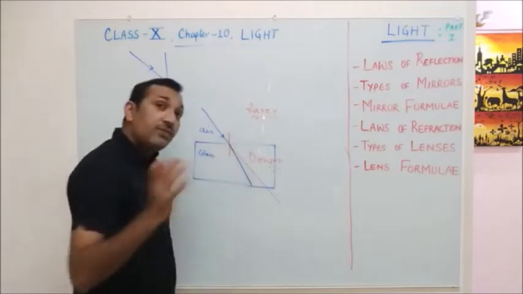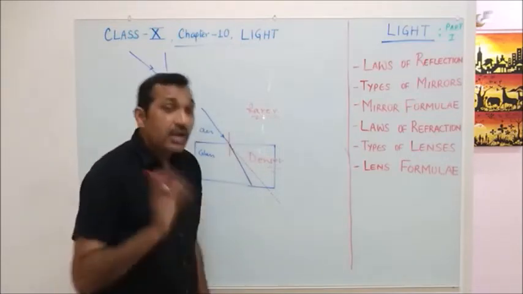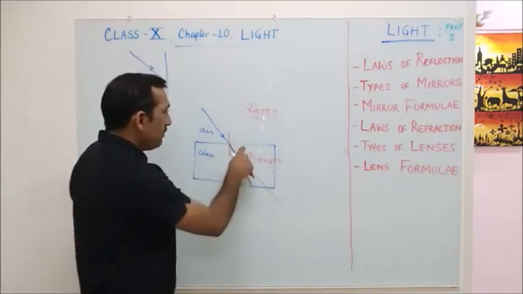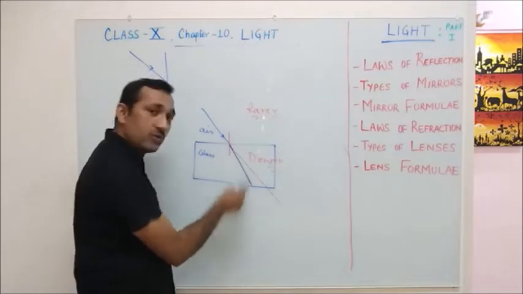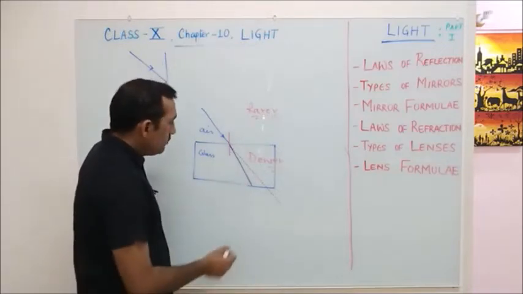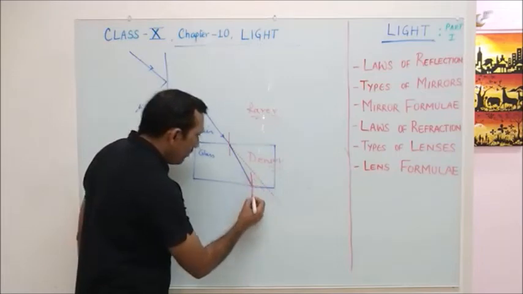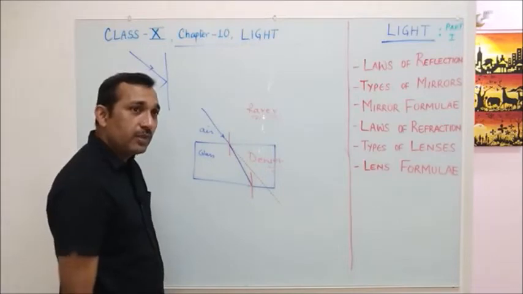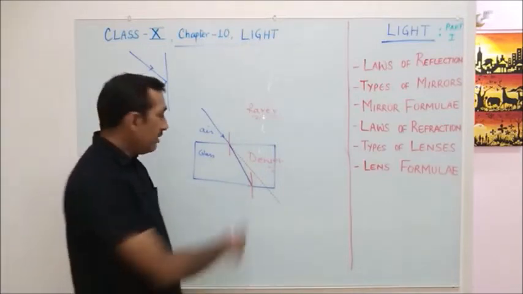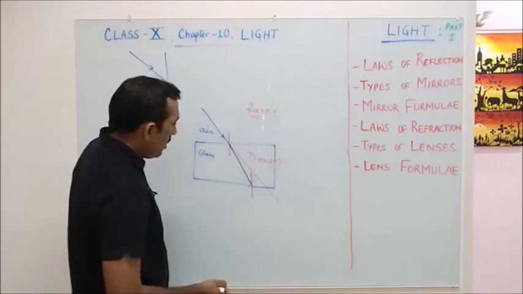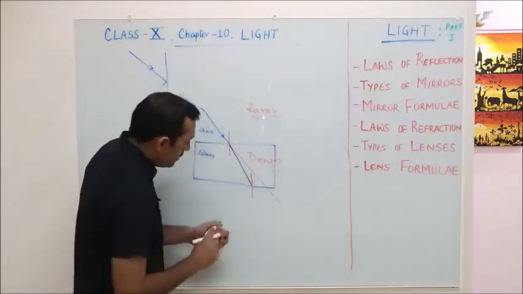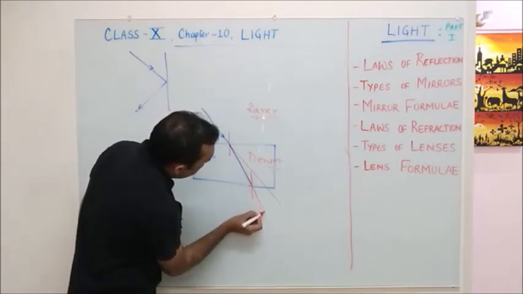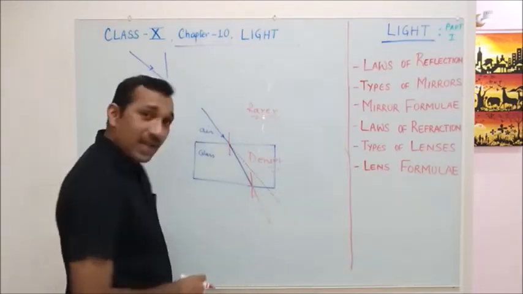Now again we have an interface. What is interface? The surface which separates two mediums is called interface. One interface, air to glass interface, then glass to air interface. Now let me draw again one more normal. Normal is nothing but 90 degree or perpendicular to the surface or interface. Now this was supposed to go this way straight, but what will happen?